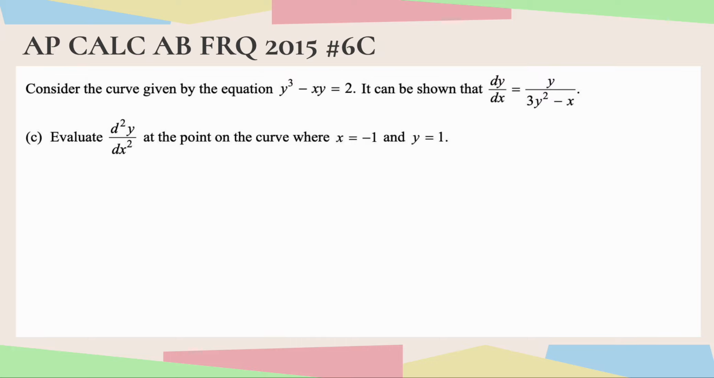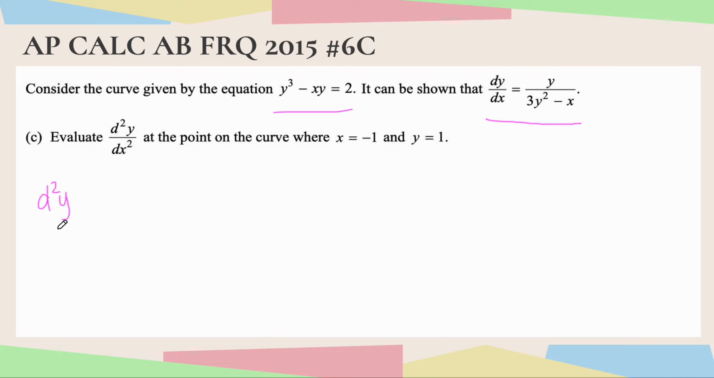Welcome back. In this video, we are going to solve the FRQ from 2015 for question number 6C. For part C, it asks us to evaluate the second derivative where x is -1 and y is +1. And of course, we're given the original equation in addition to the first derivative here. So let's go ahead and jump right into the second derivative.